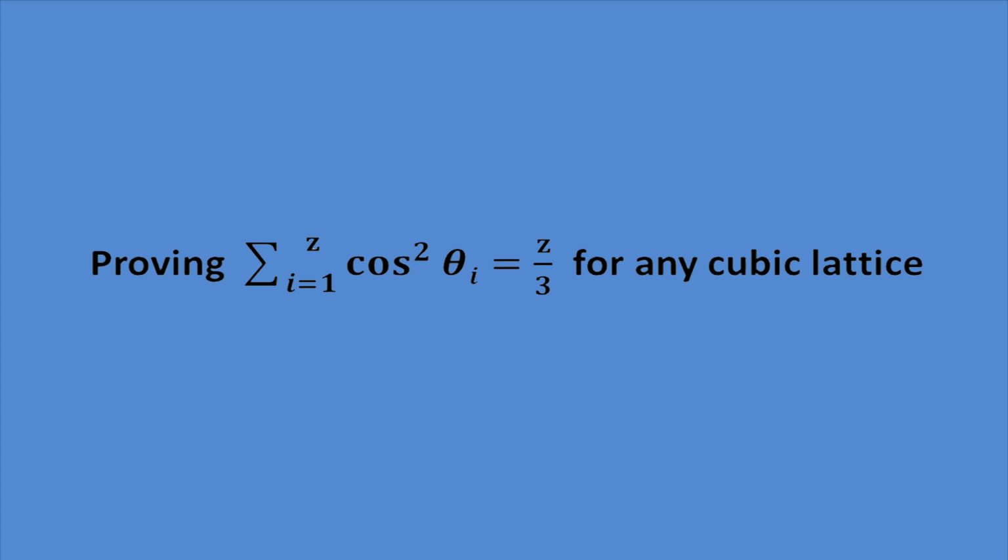This is the 14th lecture, and in this lecture we will try to prove summation cos square theta I, where I goes from 1 to z, is equal to z by 3. This is true for any cubic lattice. This will help in visualizing how the nearest neighbor atomic jumps occur in various directions in a cubic lattice, which may be simple cubic, BCC or FCC.